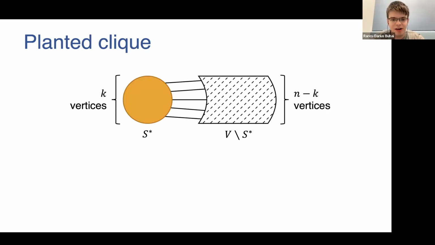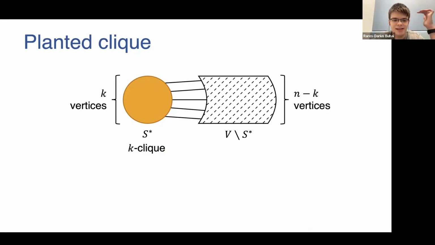I want to depict the graph as follows, partitioning it into S star and V minus S star. S star is composed of k vertices, and V minus S star is composed of n minus k vertices. And of course, there are also edges between S star and V minus S star. So far, there's nothing special about this partition.